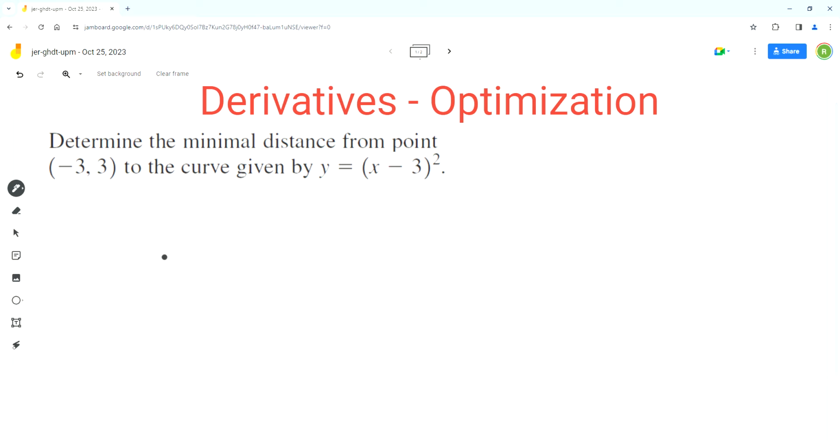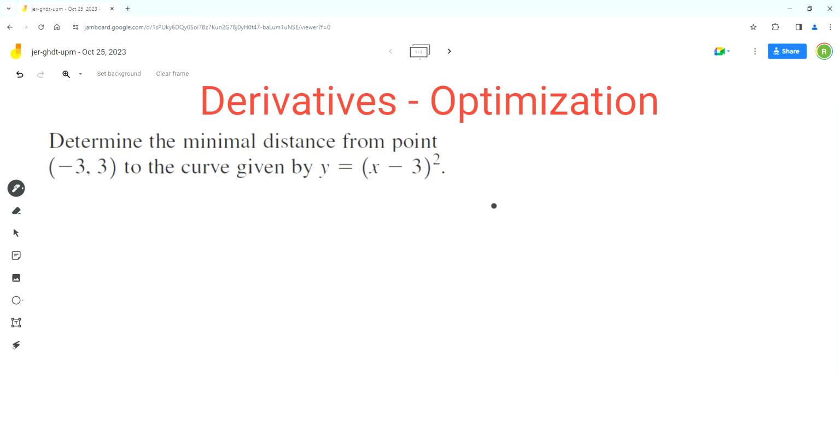So in this video, we'll solve this word problem using the concepts of derivatives. As per the problem, determine the minimal distance from the point (-3, 3) to the curve given by y equals (x - 3)². So we have to find the minimum distance between this given point and the given curve. As you can see, the equation of the curve represents a parabola because it's a quadratic equation.